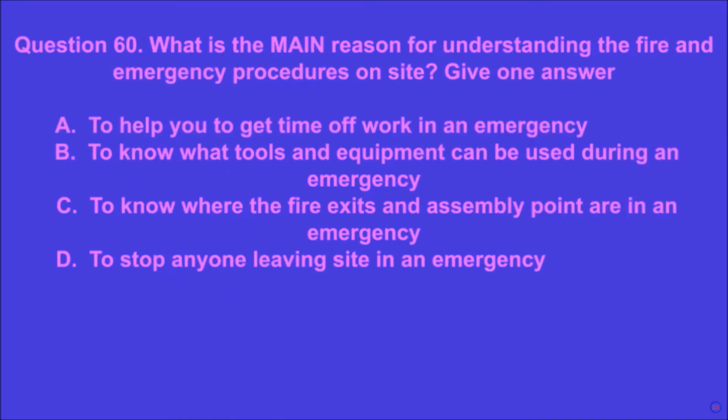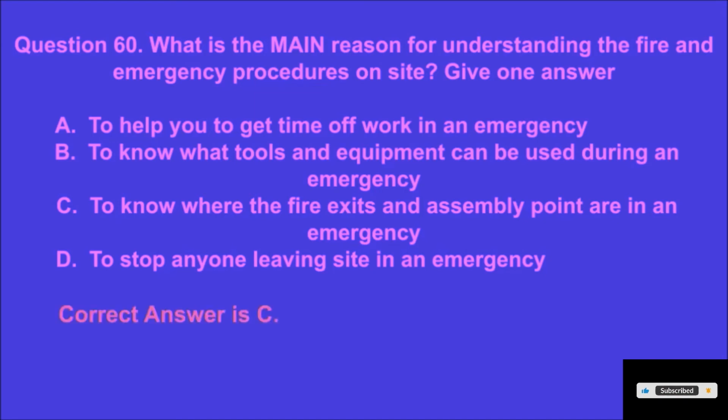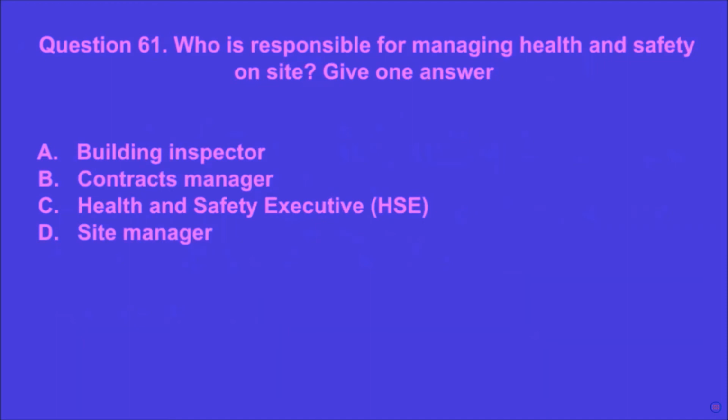Question 60. What is the main reason for understanding the fire and emergency procedures on site? Give one answer. A. To help you to get time off work in an emergency. B. To know what tools and equipment can be used during an emergency. C. To know where the fire exits and assembly point are in an emergency. D. To stop anyone leaving site in an emergency. Correct answer is C.